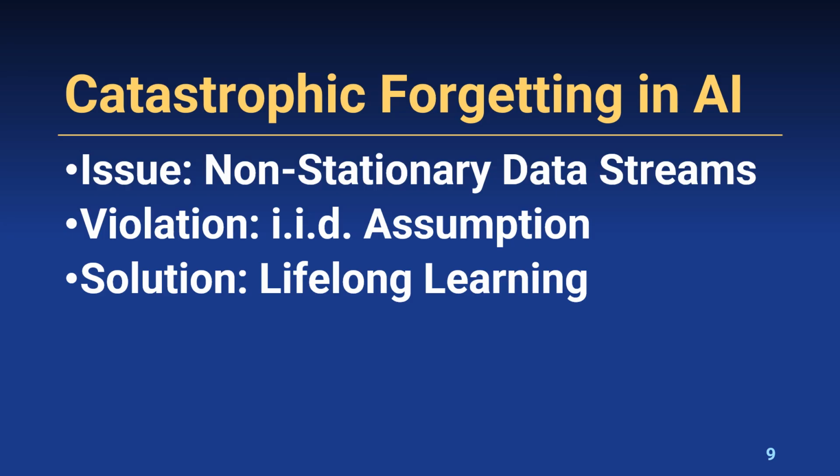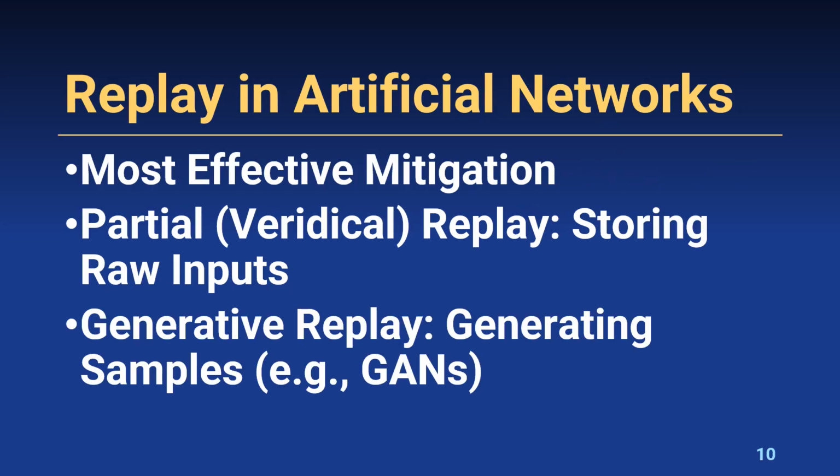Now, let's turn our attention to the world of artificial neural networks. When these networks are trained on non-stationary data, meaning the data changes over time, they often suffer from catastrophic forgetting. This happens because standard training algorithms assume data is independent and identically distributed, an assumption violated in continual learning scenarios. Replay mechanisms have emerged as one of the most effective strategies to overcome this issue. In artificial networks, replay comes in two main forms: partial replay and generative replay.